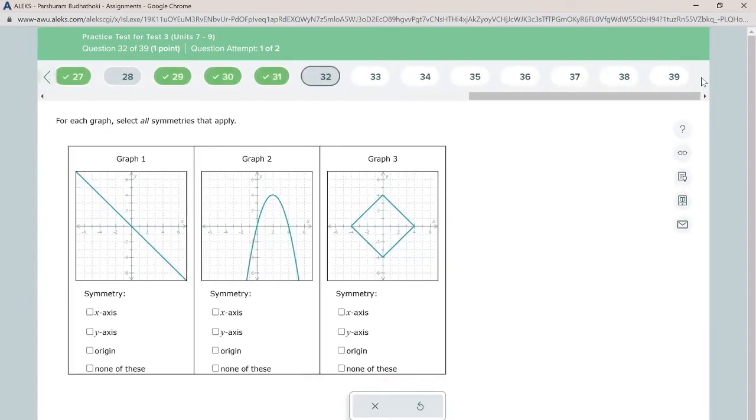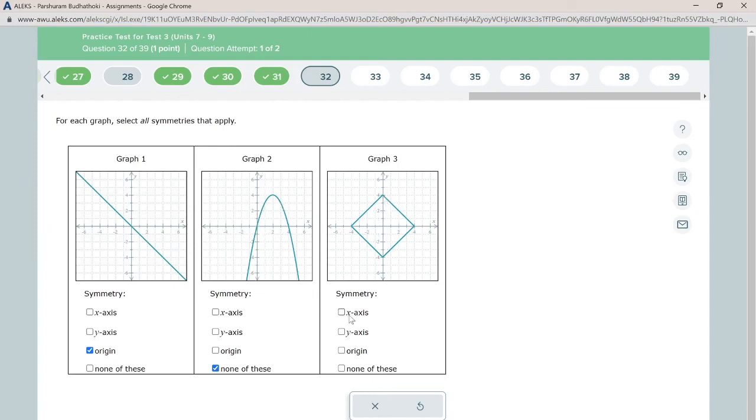There is a proper way to check whether your function is even or odd. Symmetric means it's a mirror image. This graph is not x-axis symmetric. It's not y-axis symmetric. It's origin symmetric, because they are equidistant from the origin. This one is none of the above, because symmetric means you should have a mirror image, but you don't see the mirror image across the x-axis, across the y-axis, or with respect to the origin.